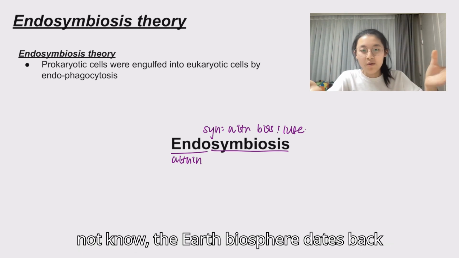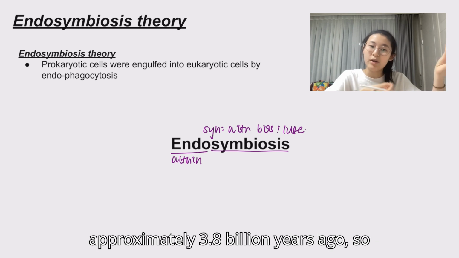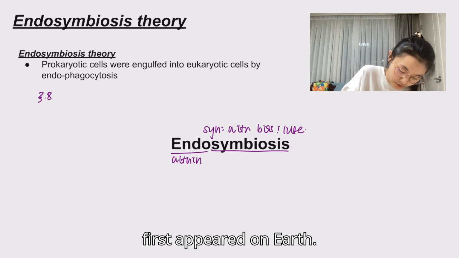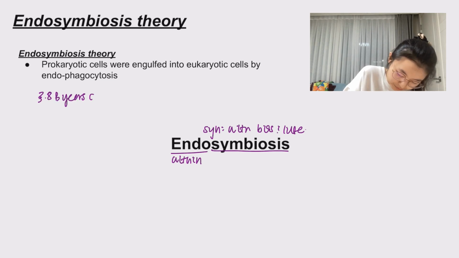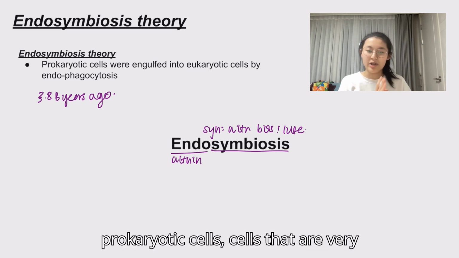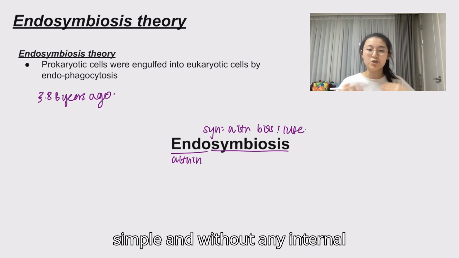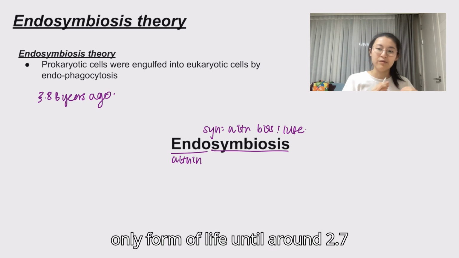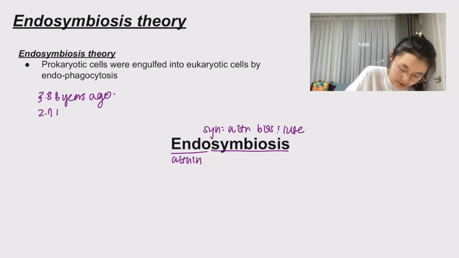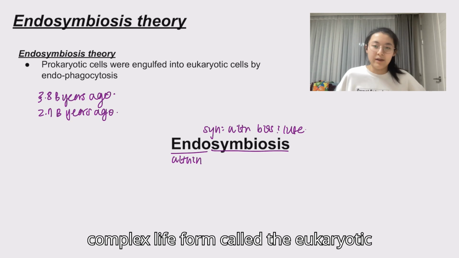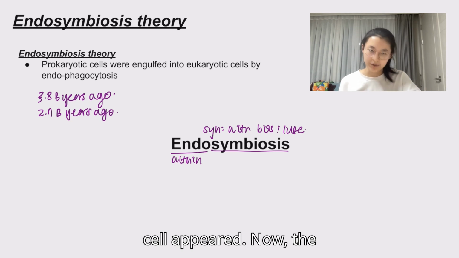As you may or may not know, the Earth's biosphere dates back approximately 3.8 billion years. That was when life first appeared on Earth, and these life forms were mainly prokaryotic cells that are very simple and without any internal membrane-bound organelles. These prokaryotic cells were pretty much the only form of life until around 2.7 billion years ago, when a major shift occurred and a more complex life form called the eukaryotic cell appeared.